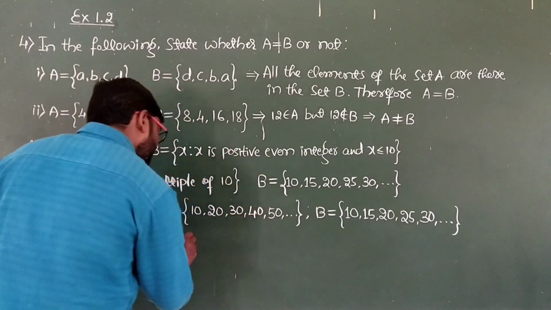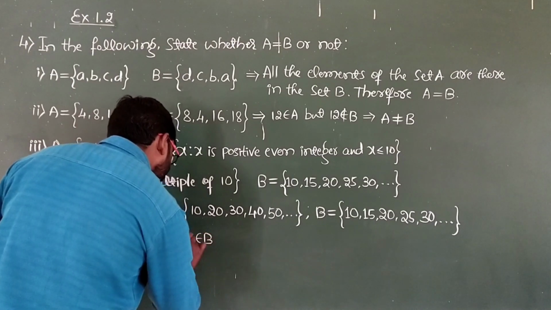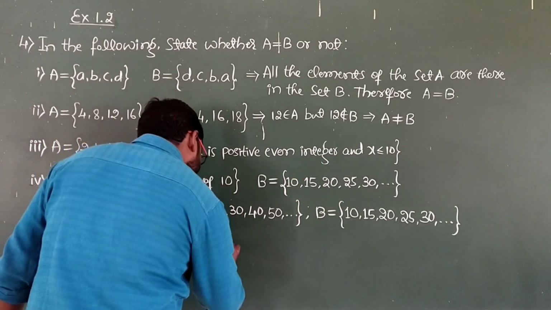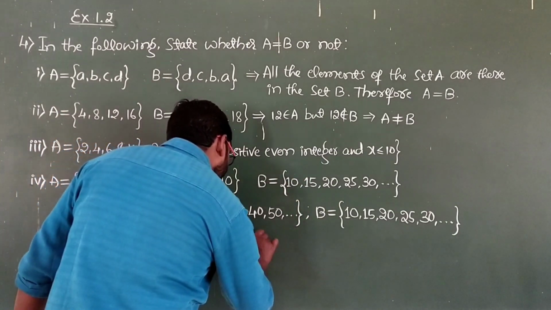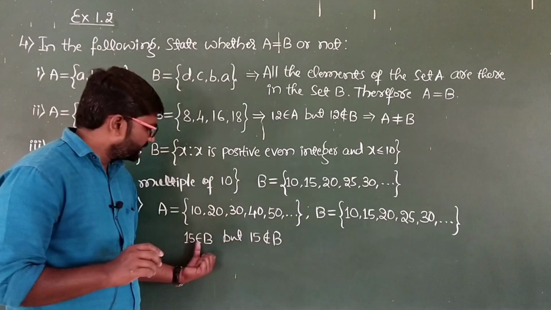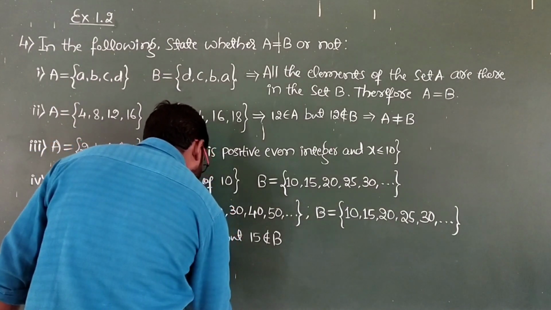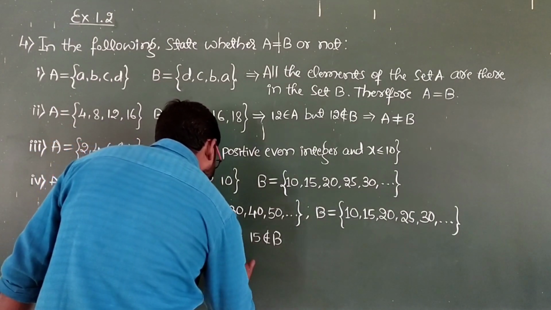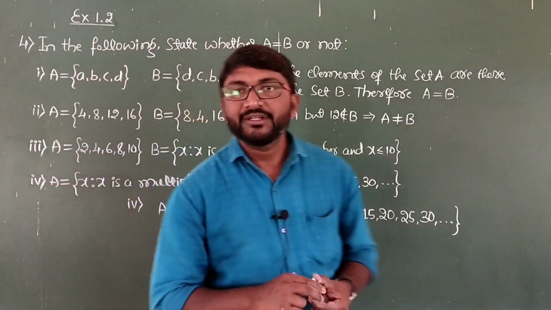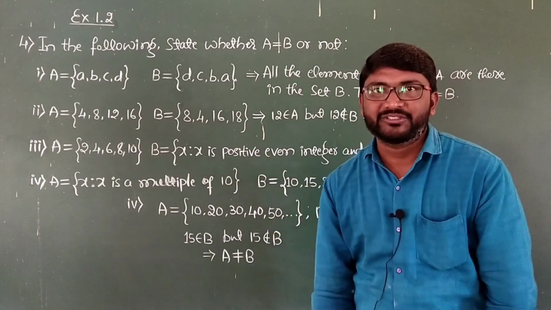So see here, 15 belongs to the set B, but 15 does not belong to the set A. This indicates that A is not equal to B. Therefore, this implies A is not equal to B. So this is all about the fourth main question. So note down this and then we'll move on to the fifth main question.